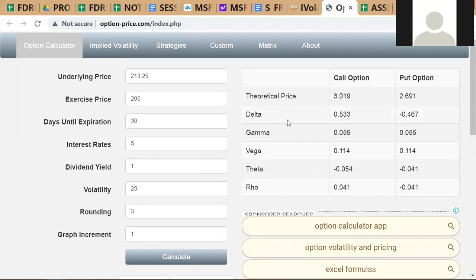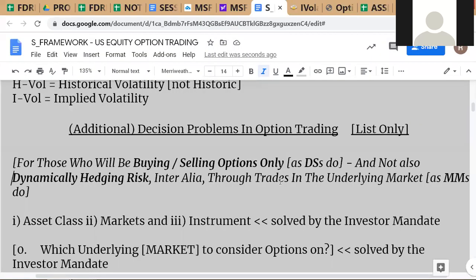But the main point to understand is that the option market makers do something which directional speculators in options do not do. The DS people, what you guys are going to be doing, are only buying and selling options. They do not touch the underlying market. In fact, in your project, you are also forbidden from doing trades in the underlying market, because I want to train you in a pure way to trade first as directional speculators.